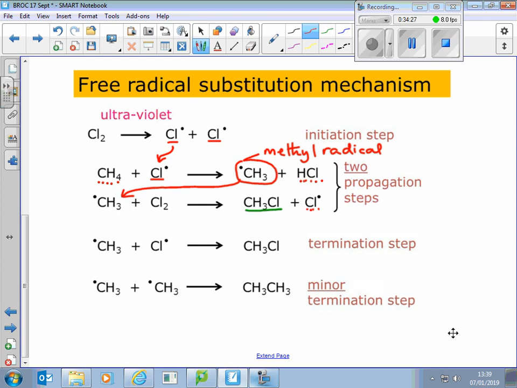And of course, that can then go back to react with some more methane. And this is why this is propagation. It's a chain reaction. Now, we will get to a point where we start running out of stuff. And you've got some options that will terminate this whole process.